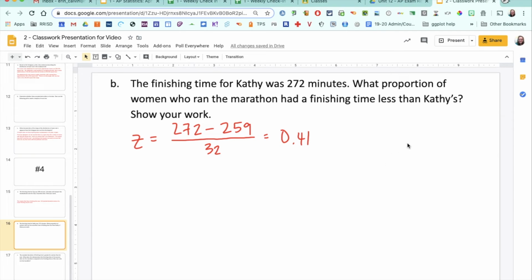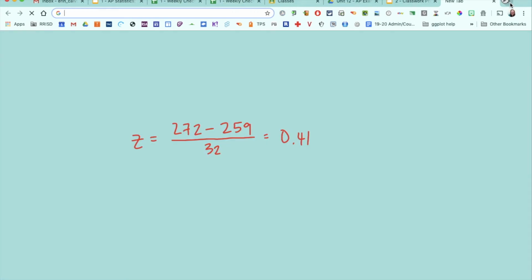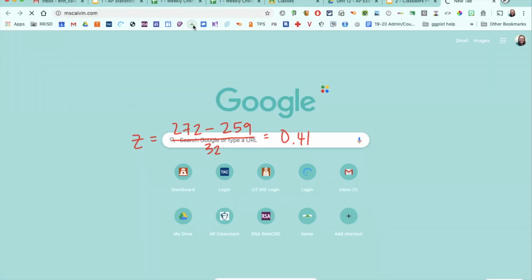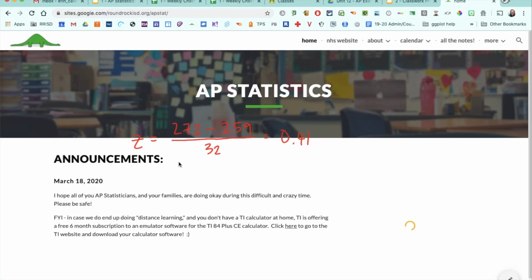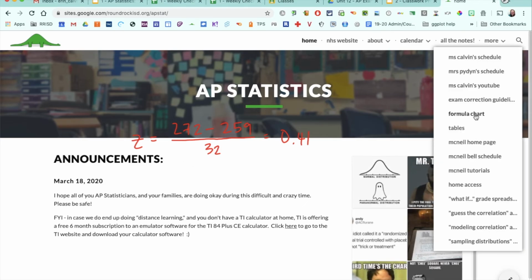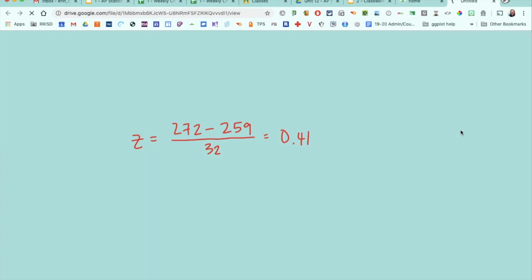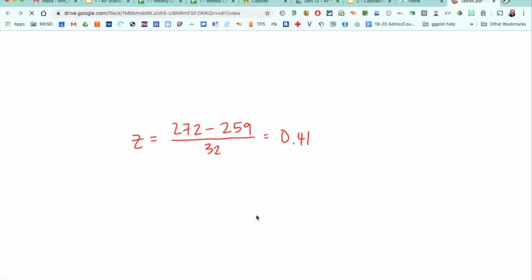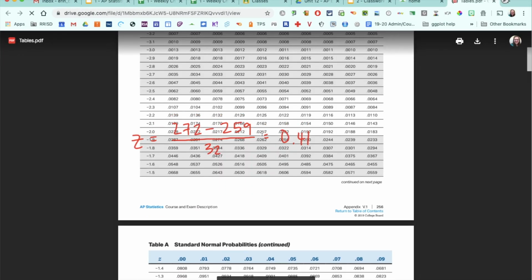If you don't have a z-table at home, remember that you can get it by going to the APStat website. So misscalvin.com or sites.google.com/roundrockisd.org/APStat. If I go under more and then go to tables, that will pull up my z-tables. You can always print these. So this is my z-table.